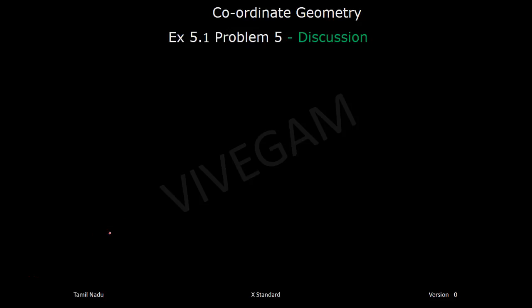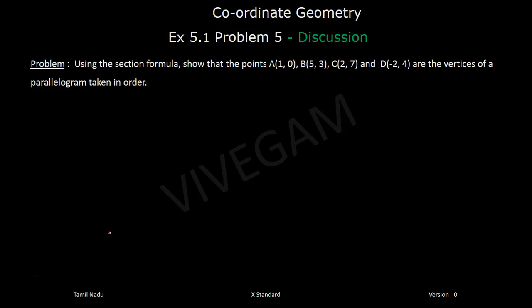Exercise 5.1 Problem 5 Discussion. Using the section formula, show that the points A(1,0), B(5,3), C(2,7) and D(-2,4) are the vertices of a parallelogram taken in order.